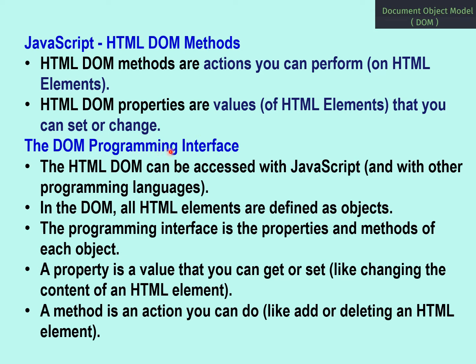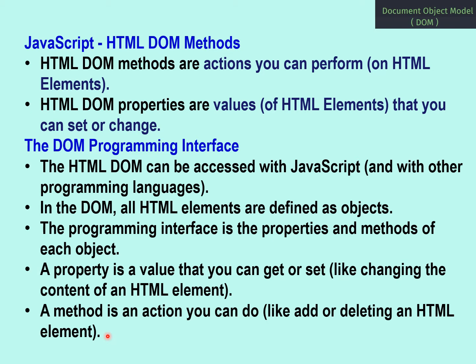The DOM programming interface: the HTML DOM can be accessed with JavaScript. In the DOM, all HTML elements are defined as objects. The programming interface is the properties and methods of each object. A property is a value that you can get or set, like changing the content of an HTML element. A method is an action you can do, like adding or deleting an HTML element.